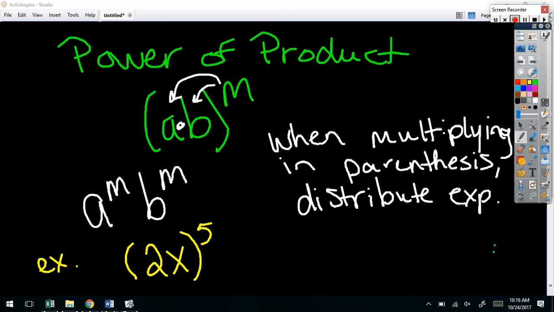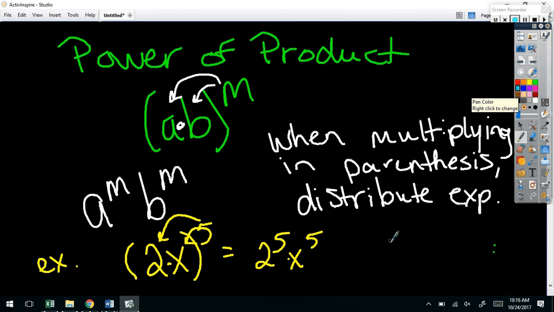Wait, shh. The power, yeah, you look, guys. Understand inside these parentheses, this is two different things. So the exponent is going to go to both of them, okay? It's going to go to the 2 and the x. And it doesn't matter how many things you have in parentheses, you still distribute. You still use that same property.